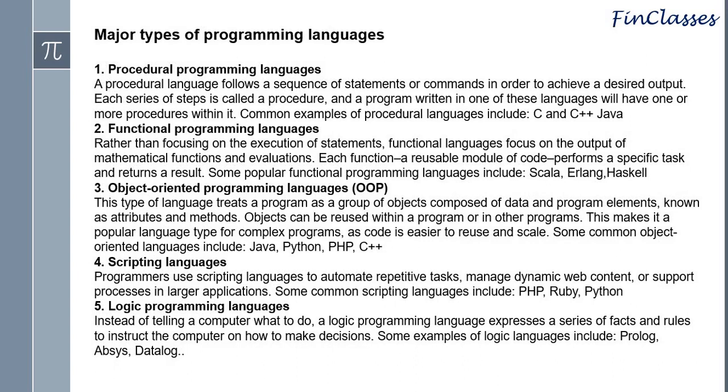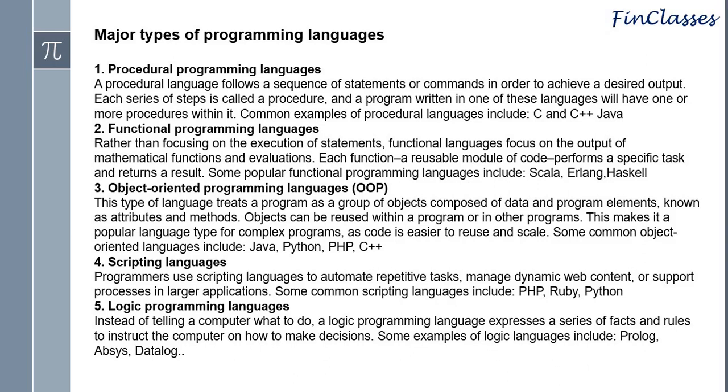Major types of procedural languages, programming languages, we'll try to understand. Again, that is categorized into 5 parts. We'll try to understand what these are, because procedural programming languages, the name itself says, a procedural language follows a sequence of statements and commands in order to achieve a desired output.